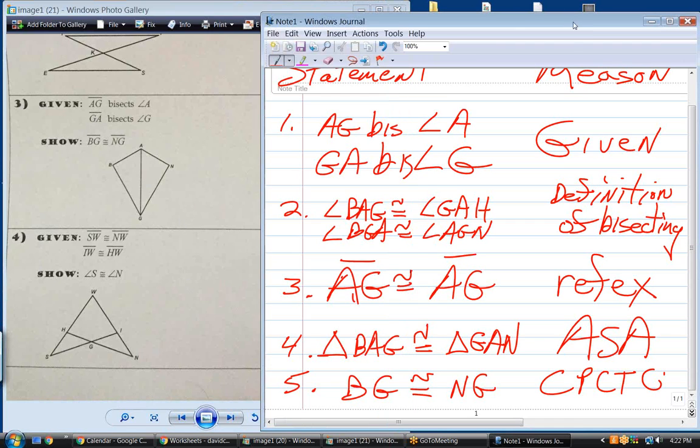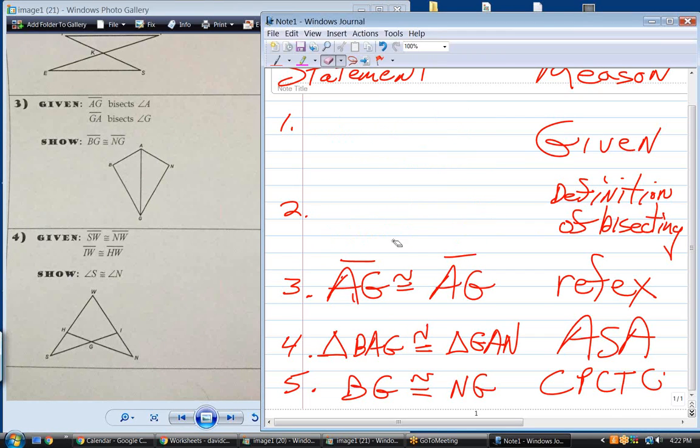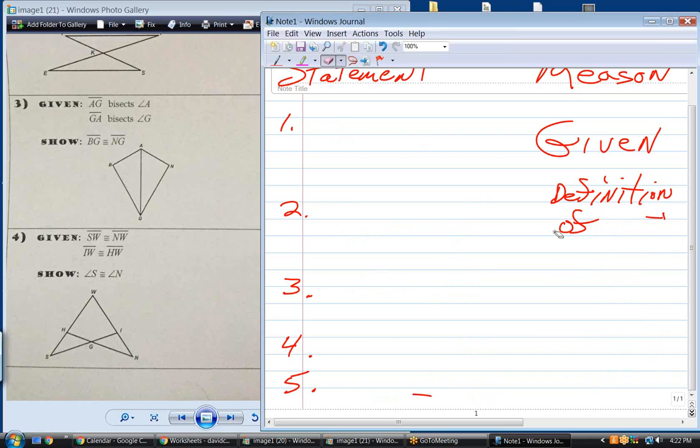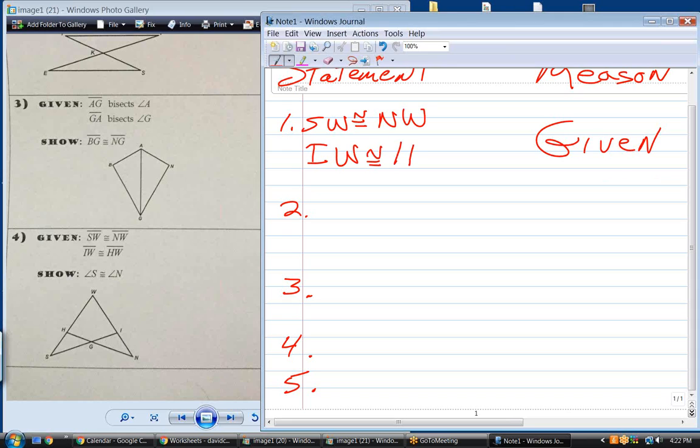Okay. And finally, let's do this last one. First step: all the givens, which would be SW is congruent to NW and IW is congruent to HW. So that immediately tells us that we have 2 congruent sides. We know that we're going to be looking for either a third congruent side or an angle, but it's got to be the angle in between the two congruent sides.